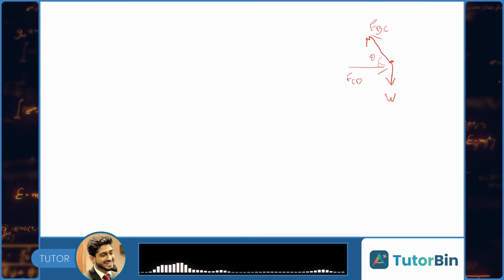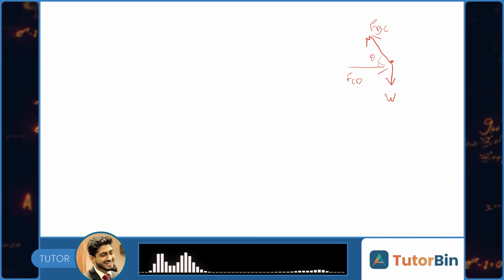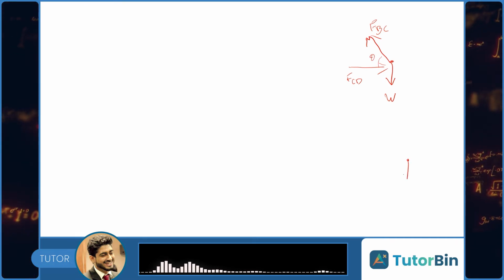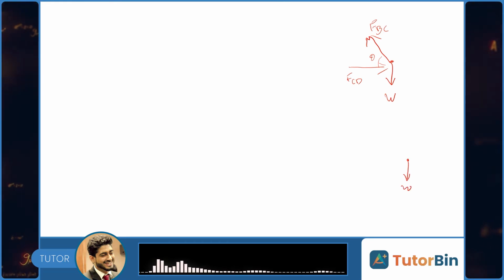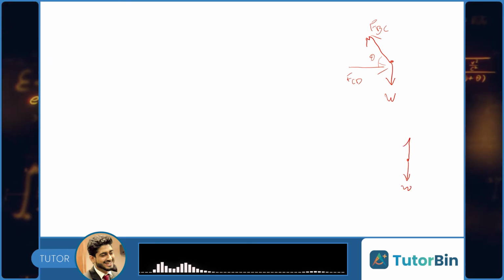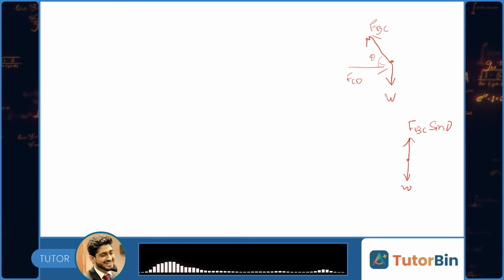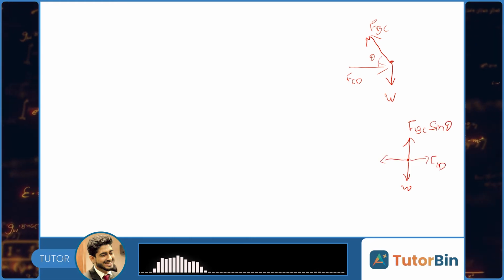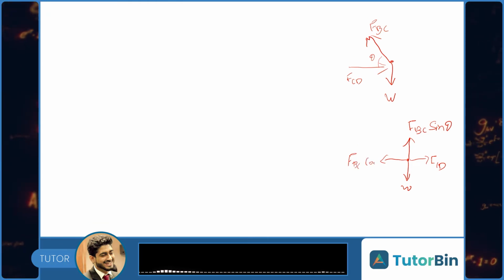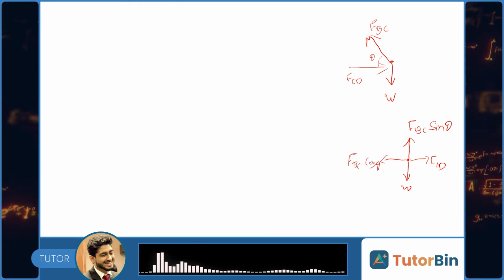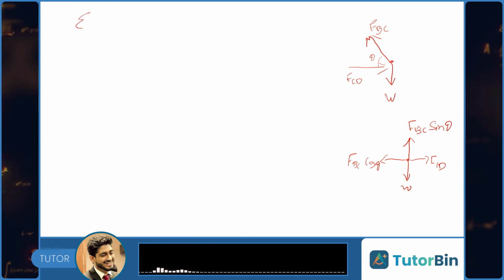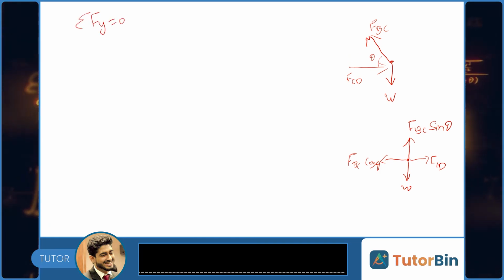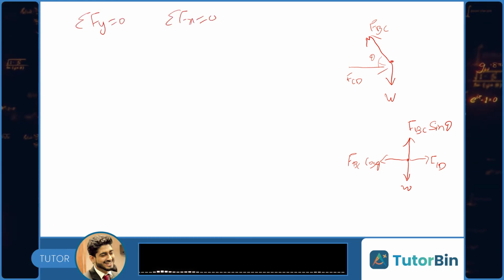Taking this angle as theta and resolving this FBC into X and Y directions, then the FBD will be W in downward direction. This will be FBC sine theta. Showing this FCD here, and this will be the component of this force FBC cos theta. Now taking equilibrium of joint C, that is summation Fy equals to 0 and summation Fx equals to 0.